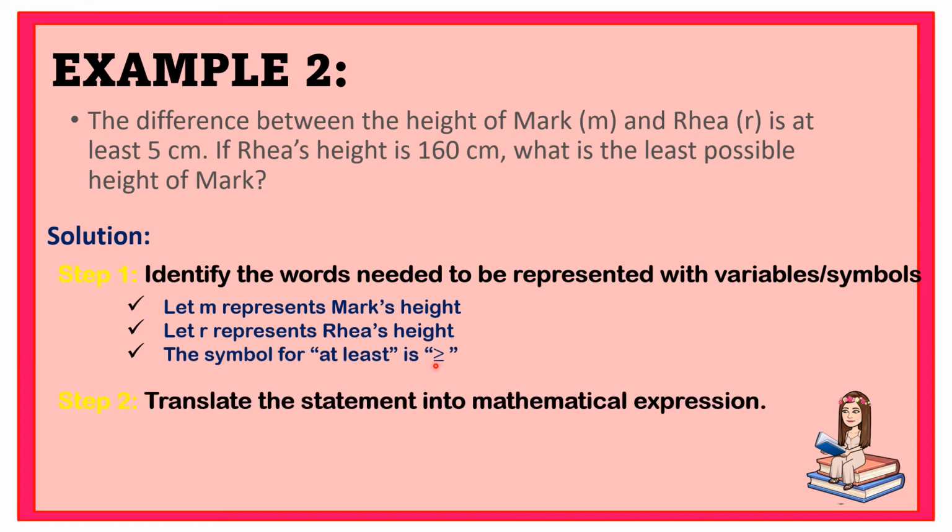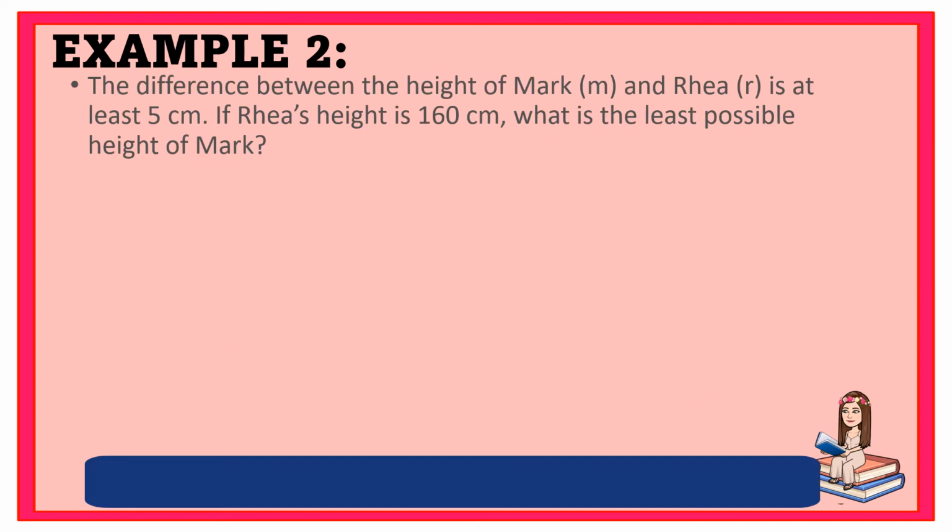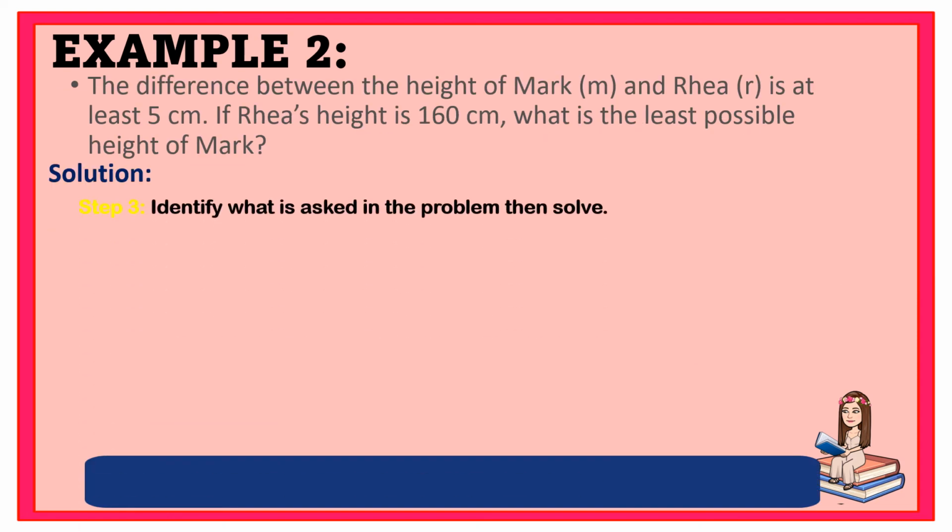Then, we proceed into statement. Sabi, the difference between height of Mark and Rhea. So, difference, so M minus R is greater than or equal to 5. Tandaan po yan. Proceed tayo sa step 3. So, identify muna natin ulit ano ba yung hinahanap sa problem. Ang hinahanap ay yung least possible height ni Mark. So, M yung nawawala. Tapos, alam natin na si Rhea ay 160. Kaya, isa-substitute natin yung 160 dun sa R para masolve natin yung M.